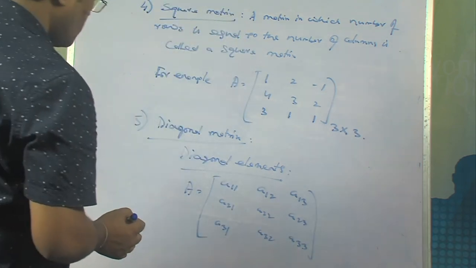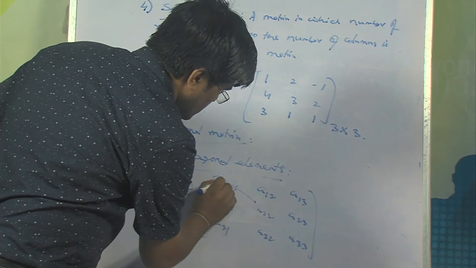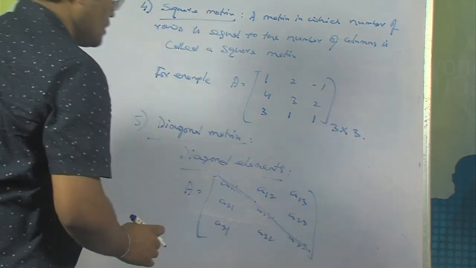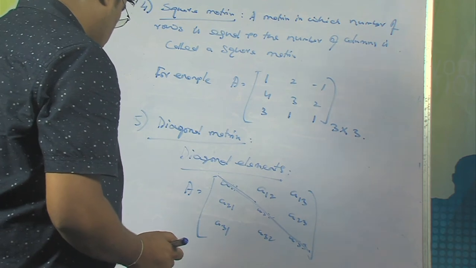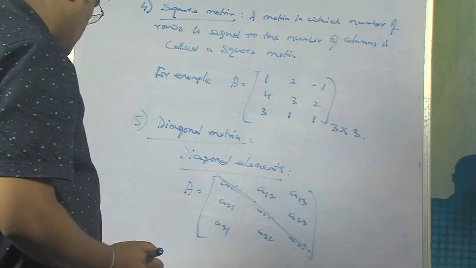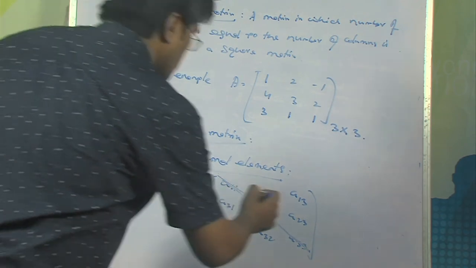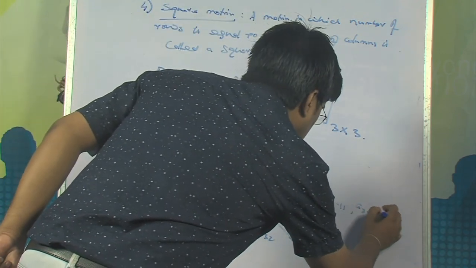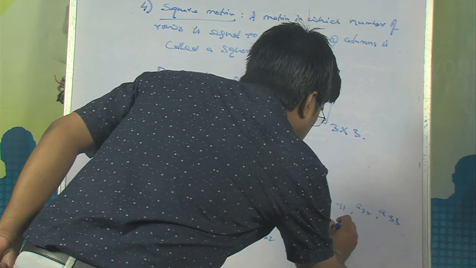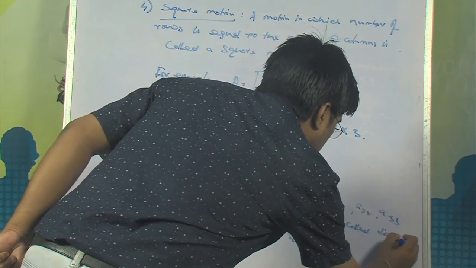So in a matrix, if we draw a line through a1 1, a2 2, a3 3, the elements on that line are called diagonal elements, and the line is called the principal diagonal. So in the matrix, a1 1, a2 2, a3 3 are called diagonal elements.